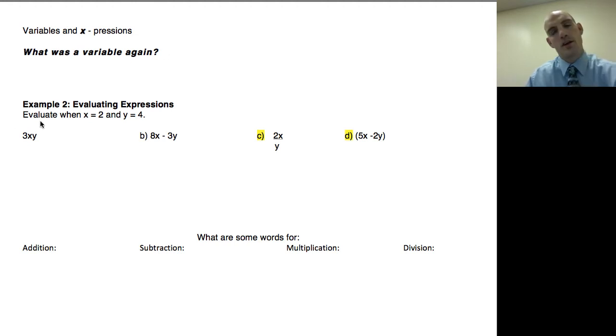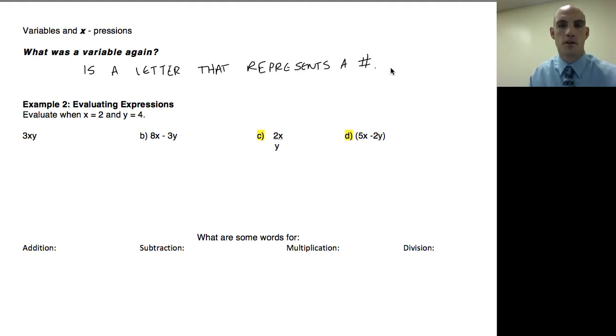What is a variable? Again, to review, a variable is a letter that represents a number. For example, x equals 7 would be a variable. X represents the quantity 7.